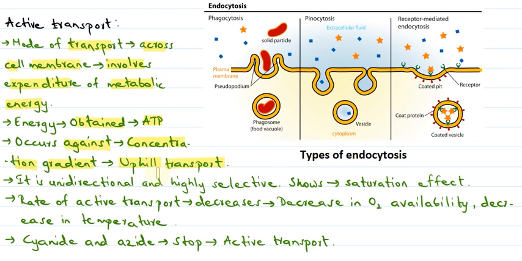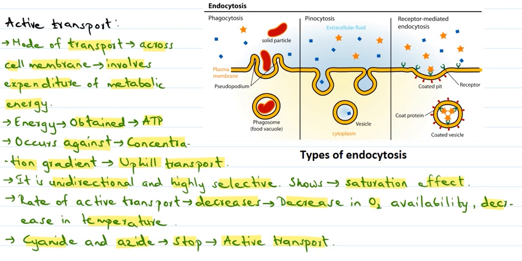The cells engaged in active transport show a higher rate of respiration, and they are able to accumulate substances against the concentration gradient. This mode of transport is unidirectional and highly selective, and it shows a saturation effect. The rate of active transport decreases when there is a decrease in oxygen availability or in temperature. Metabolic inhibitors like cyanide and azide can stop the process of active transport.